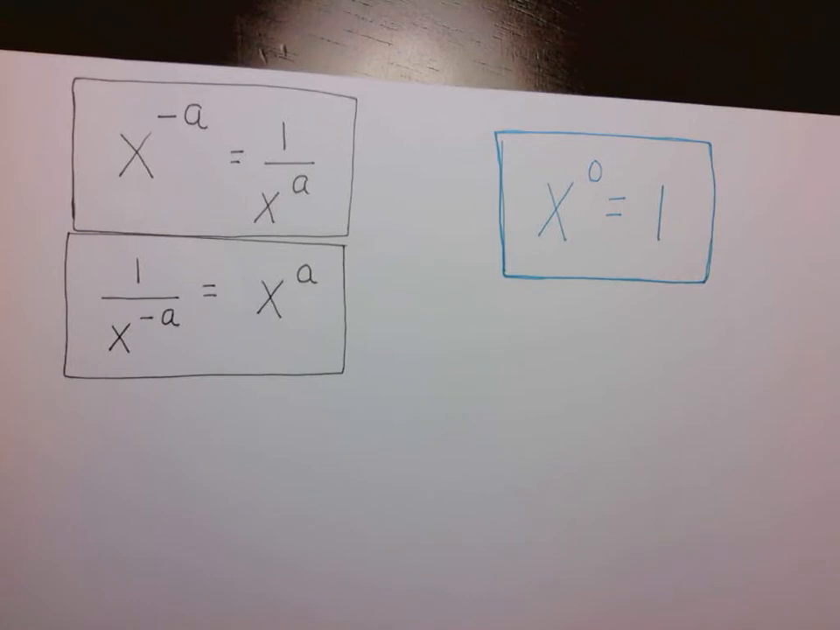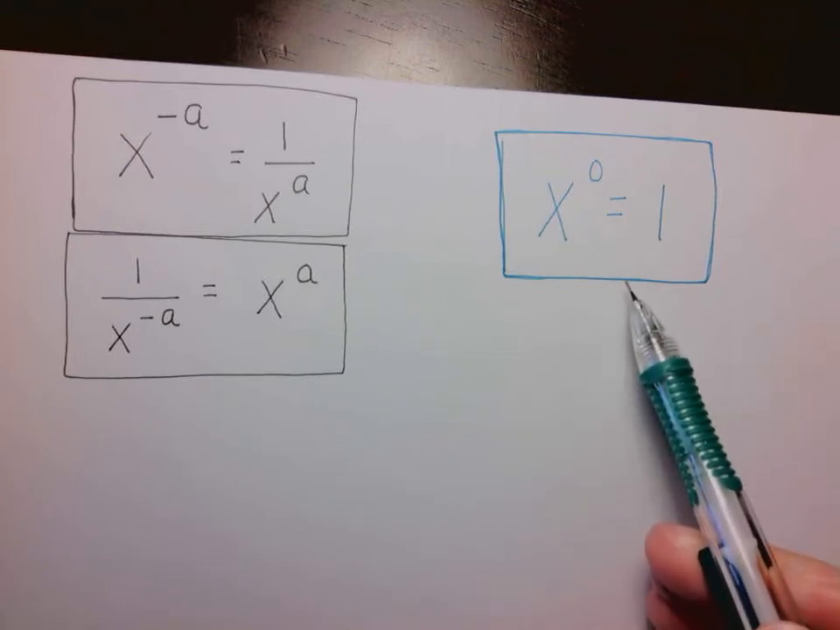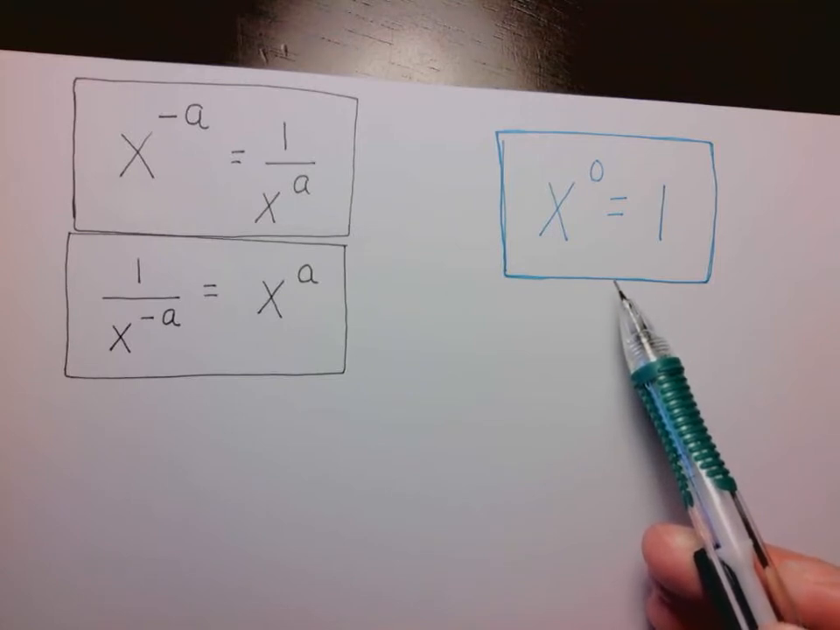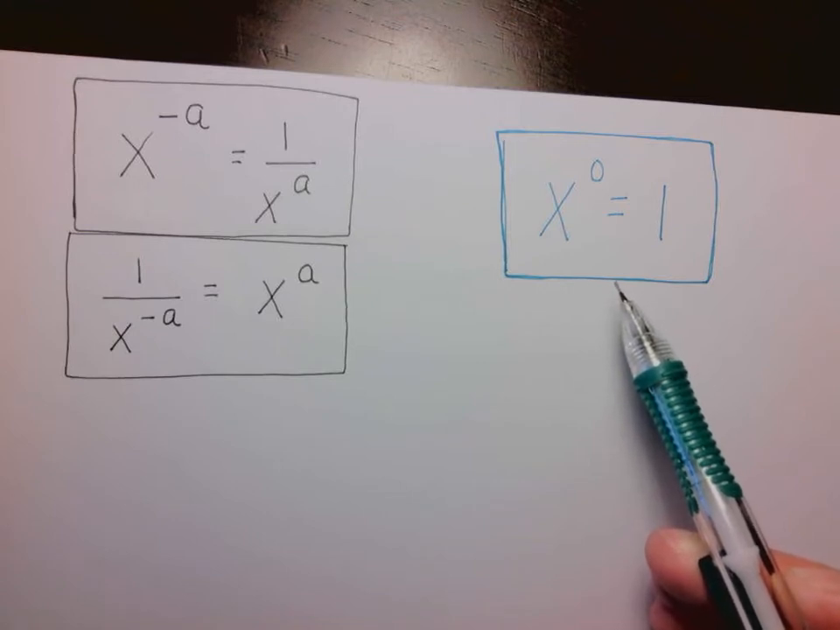So first, let's talk about anything raised to the 0 power. Whenever you have an exponent of 0, the answer is going to be 1. Anything raised to the 0 power is 1. So again, pause the video and write that down. You need to memorize it. And again, I will explain why in another video.